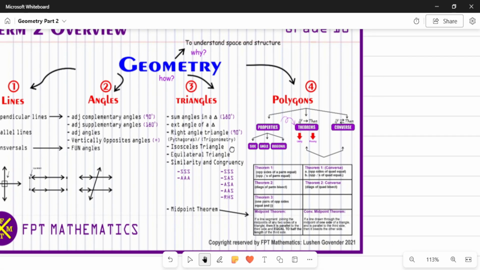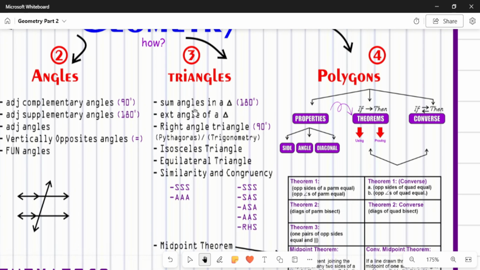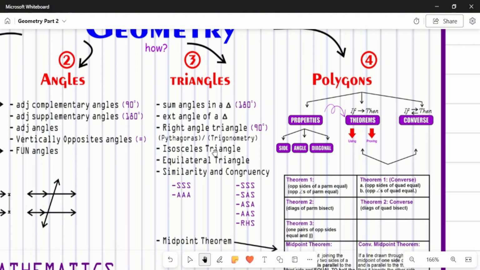Then when we come to triangles, the two basic rules that we need to remember are that the sum of the angles in a triangle adds up to 180 degrees, and the exterior angle of a triangle is equal to the sum of the interior opposite angles. We have right angle triangles. Under this, two things stem from it: Pythagoras and trigonometry. Right, so now you can see our link from geometry to trigonometry.